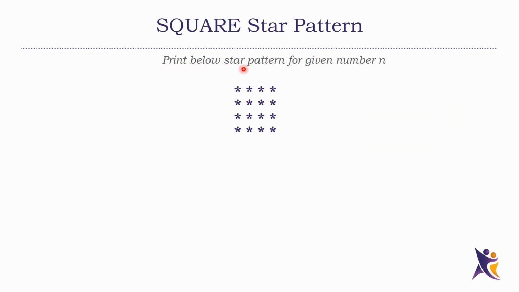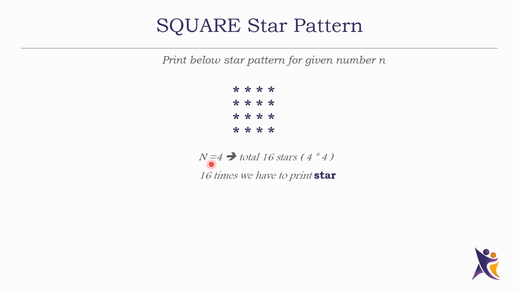This is the question: print the below star pattern for a given number n. One thing you should understand here is that in a square all four sides are equal, so the number of rows and the number of columns are equal. For example, let's take n equal to 4. It has four rows, and each row has 4 stars: 1, 2, 3, 4. Each row has 4, and there are 4 rows, so 4 into 4, total we have to print 16 stars.